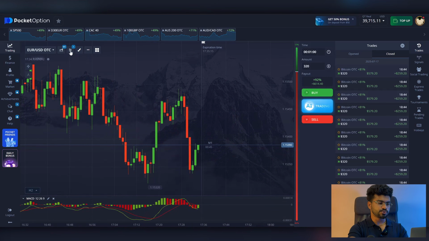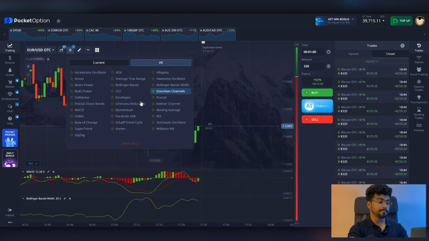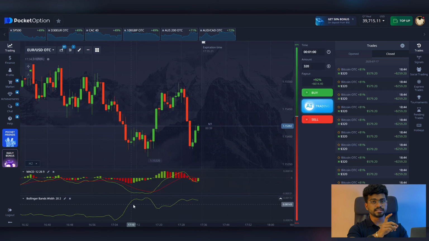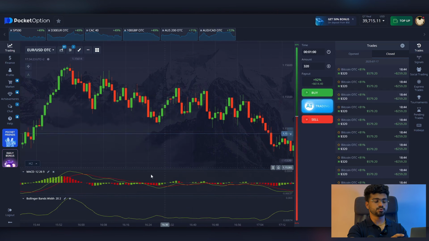Below that, as you can see, we have the Bollinger Bands. The wider the bands, the more the price is moving. We can use this tool to avoid trading in flat markets and catch real breakouts. This is very important in measuring market volatility.